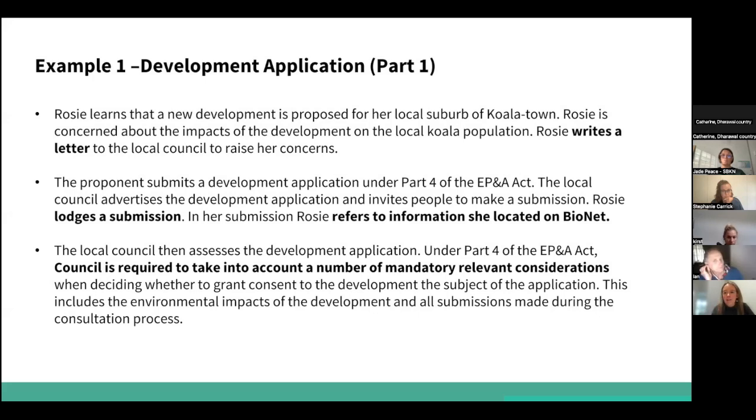So I'm just going to give a couple of examples before I move on. The first example is a development application. So we've got Rosie, who learns that there's a new development in her local suburb of Koala Town. She's concerned about the impacts of the development on the local koala population. So she starts off by writing a letter to her local council. Then the proponent submits their development application, and the local government council advertises it and invites people to make a submission. So Rosie lodges a submission, and as part of that, she goes onto the SEED database and onto BioNet, and she has a look there and uses some of that information in her submission.